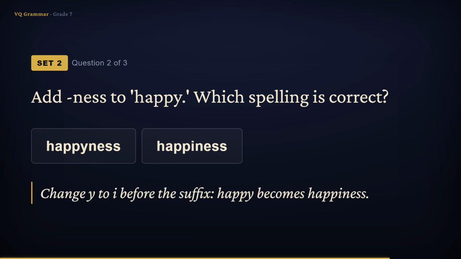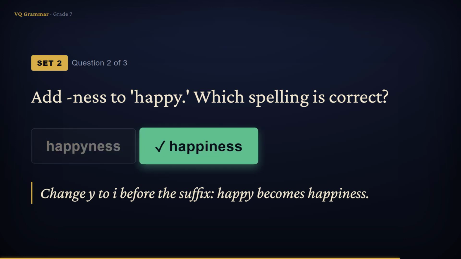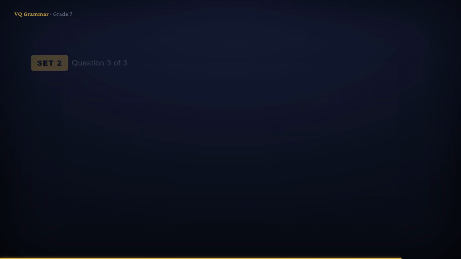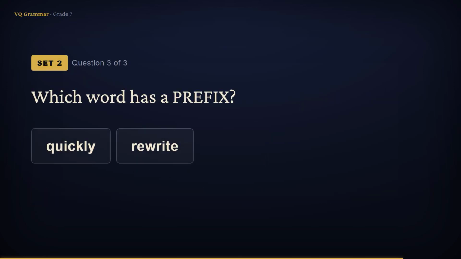Add ness to happy. Which spelling is correct? Happy ends in a Y, and before most suffixes, that Y changes to an I. So it isn't happyness, it's happiness. The answer is happiness.